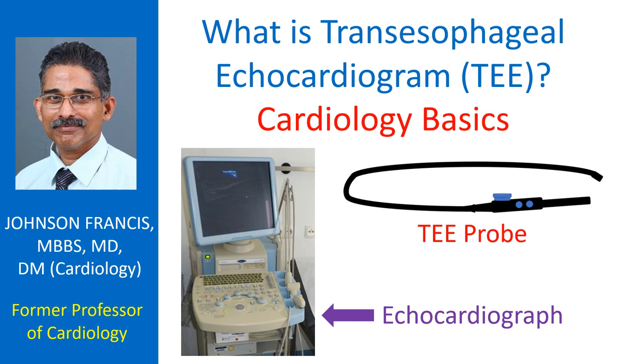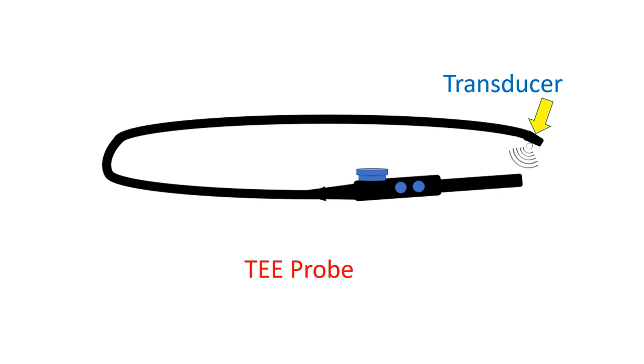Echocardiogram is an image of the heart using ultrasound. An ultrasound beam is transmitted into the body using a device known as a transducer. The echo received from the body is processed by the computer and the machine to give a moving image of the heart.